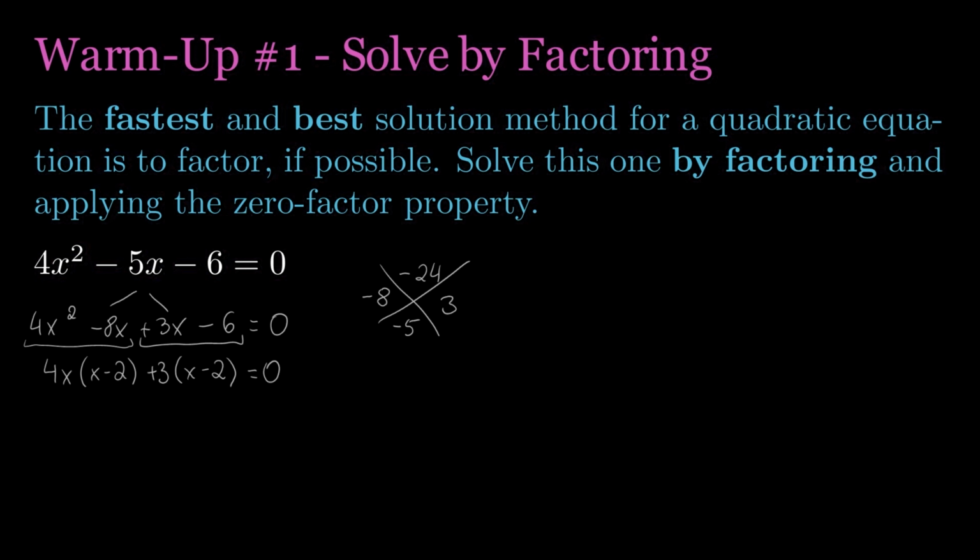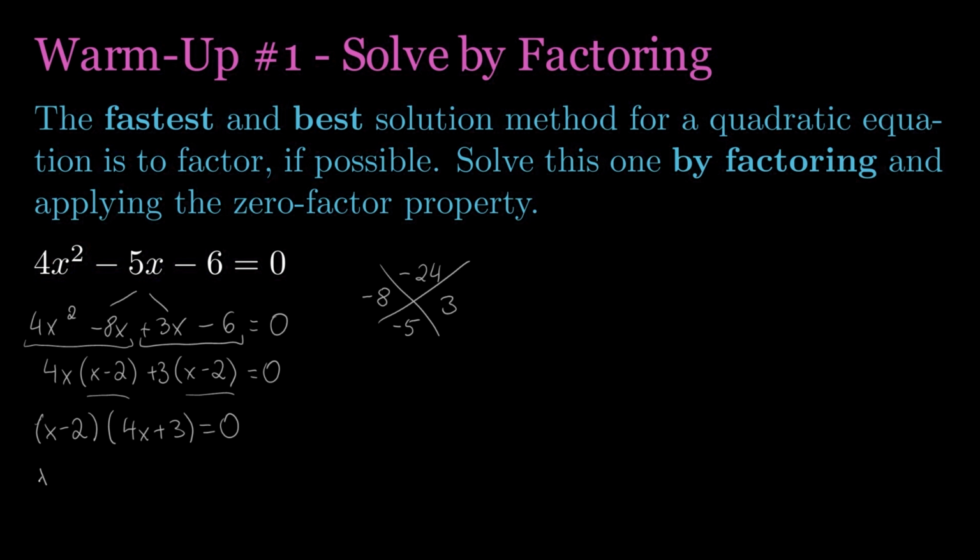Still equals 0. And then x minus 2 is a common factor that we factor out, leaving us with 4x plus 3. Still equals 0. So this is our factored form of the left-hand side. And now we can use the zero factor property that tells us that if a product of two factors is equal to 0, then one of them must be equal to 0.